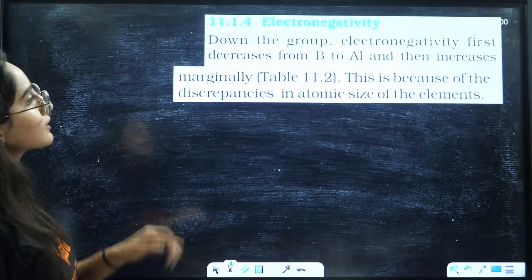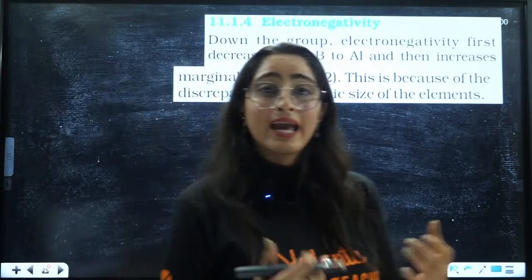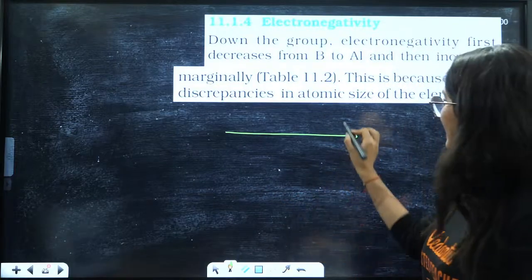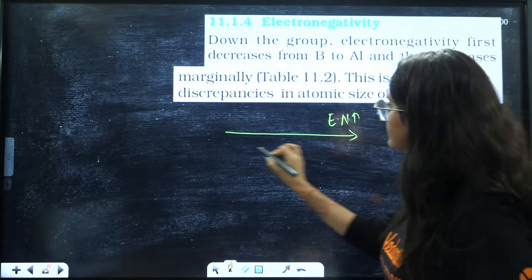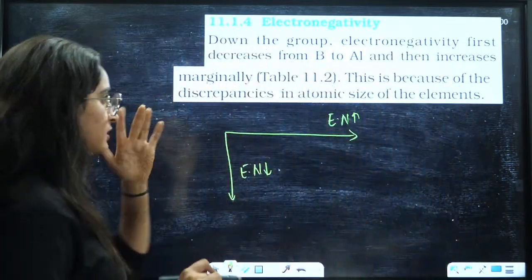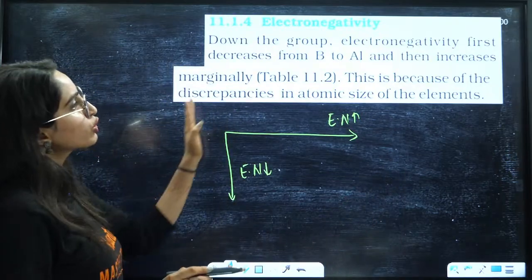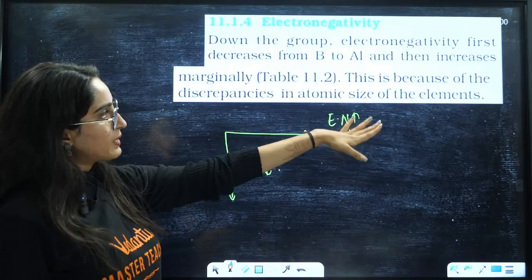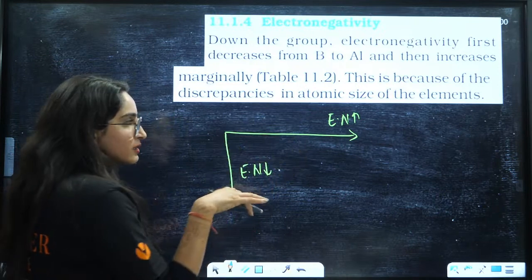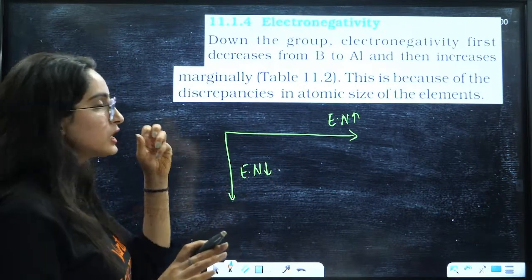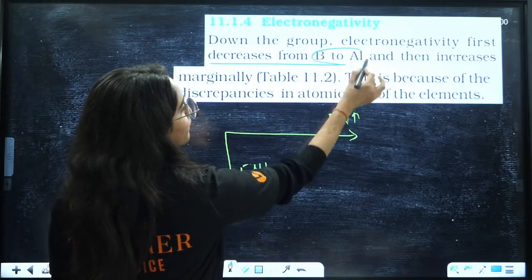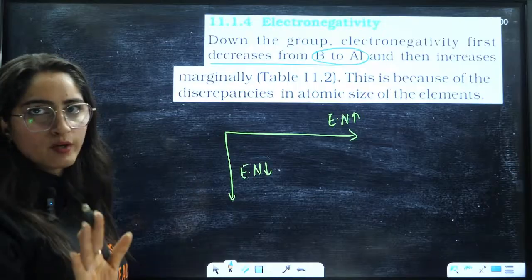Okay. So then we have electronegativity. Along the period, it will definitely increase. Electronegativity increases along the period, and down the group electronegativity decreases, right? So now let us see the trend here. Down the group, electronegativity first decreases from boron to aluminium, then increases marginally, right? These are the general trends. But for group number 13, firstly it will decrease from boron to aluminium, then it will increase, right? Okay, that is the trend.